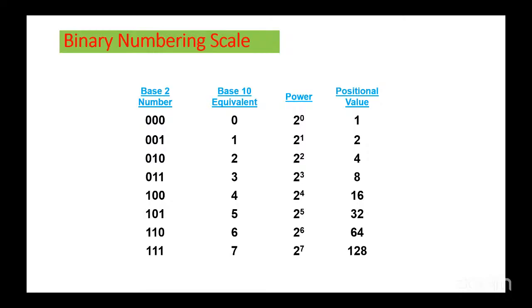What are the powers? 2 power 0 is 1, 2 power 1 is 2, 2 square is 4, 2 cube is 8, 2 power 4 is 16, 2 power 5 is 32, 2 power 6 is 64, 2 power 7 is 128, 2 power 8 is 256, 2 power 9 is 512, 2 power 10 is 1024. That is not written here, I am telling.